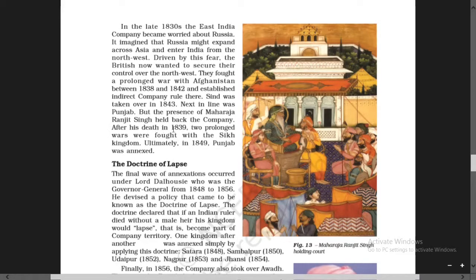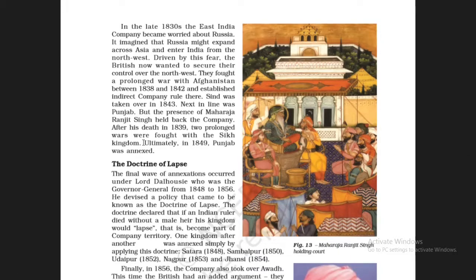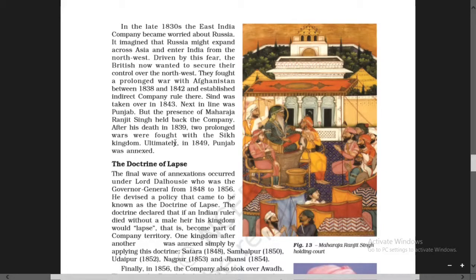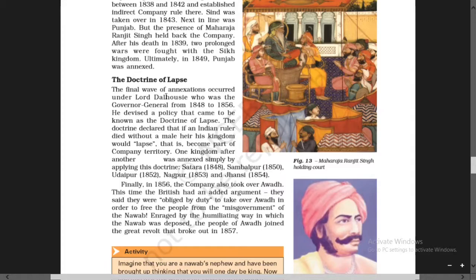After his death in 1839, two prolonged wars were fought with the Sikh kingdom. After the death of Ranjit Singh, two lengthy wars were fought with the Sikh kingdom. Ultimately, in 1849, Punjab was annexed.